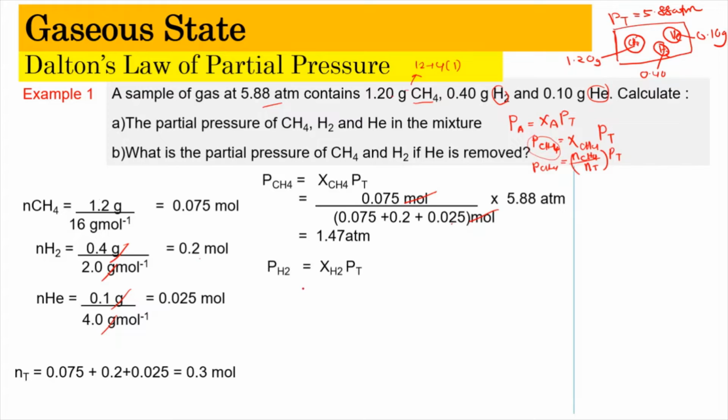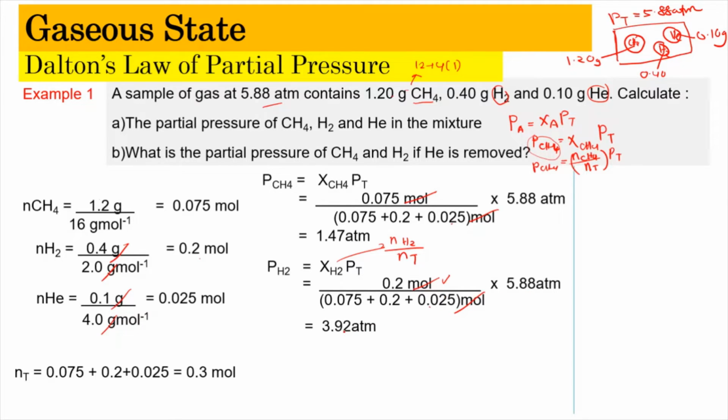And then we're going to repeat that for the hydrogen gas. So the mole fraction of the hydrogen multiplied by the total pressure. So the number of mole of the hydrogen divided by the total number of mole in the container. So the number of mole of hydrogen is 0.2, and then the total number of mole here is going to be 0.3. So mole and mole are going to be cancelled out, and then once we do the maths here, we're going to get 3.92 atm.